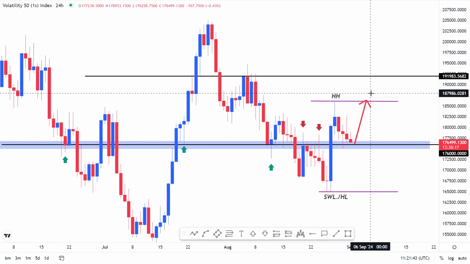I love to identify my areas of interest from the higher time frame because I'm predominantly a swing trader. I go to the daily time frames, preferably, identify my areas of interest, and then I scale down to the lower time frames to look for entries in line with the dominant time frame bias. So once price comes into my identified area of interest, that's when I scale down to the lower time frames to look for confirmation entries, in this case for longs.